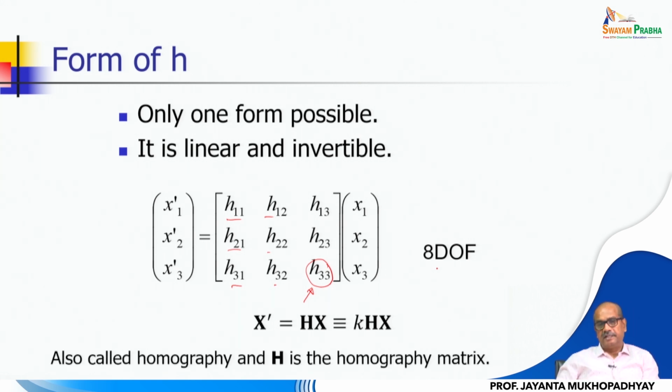So one of the technical terms for this kind of projective transformation matrix is called homography. Homography is a very common term used in this respect, and it means exactly the same thing as projective transformation. And the entity, this H or this transformation matrix, is called the homography matrix.